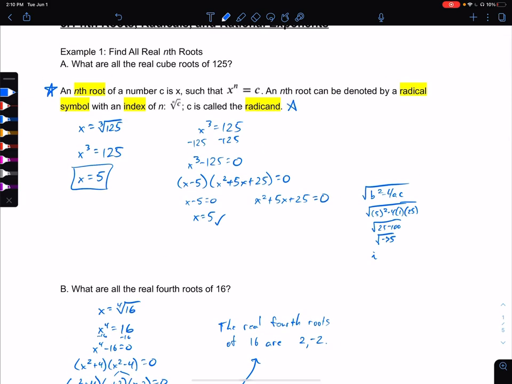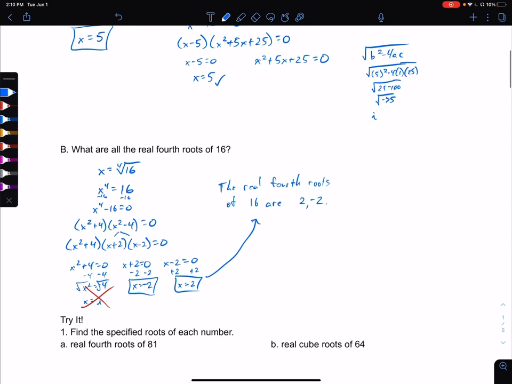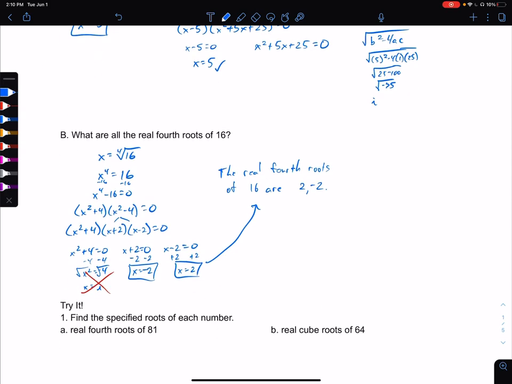Go back to this definition, just understand what the cube roots are, what the fourth roots are, and how they can be written both with a variable and using the radical symbol that everyone should be familiar with at this point. All right, and that's it for B. The try it problems will give you a little bit of practice on that. You have a fourth root and a cube root problem, so you can work those out the same way.